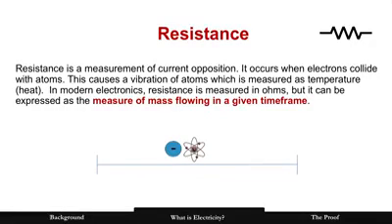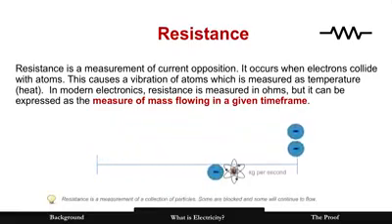resistance is measured in ohms. But here, let's change this around a little bit and refer to it as a measure of mass flowing in a given time frame. I'll explain that more in a little bit. But first, again, because there's many different electrons, we have to think about electrons as some are going to be blocked, such as the one in the bottom, and others being able to get through.